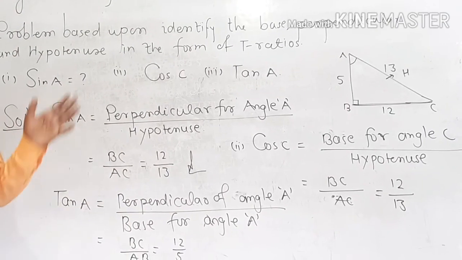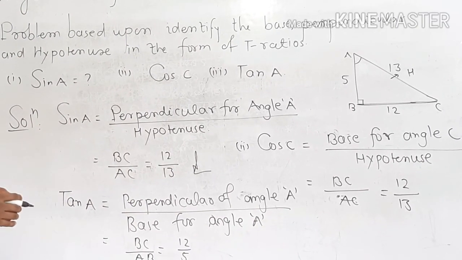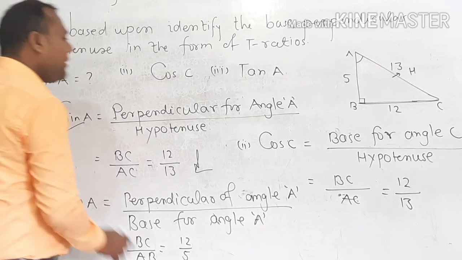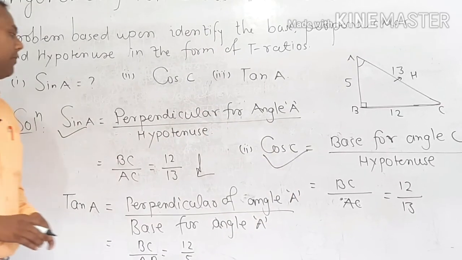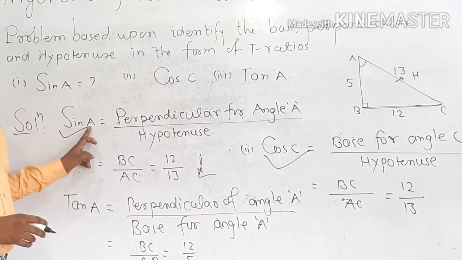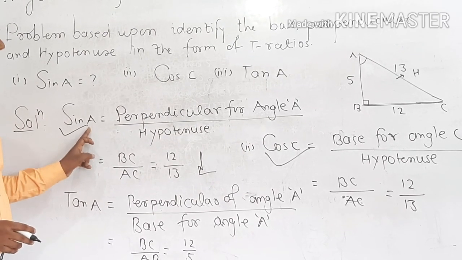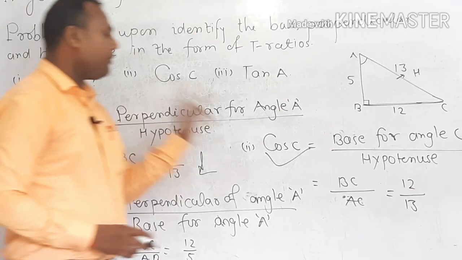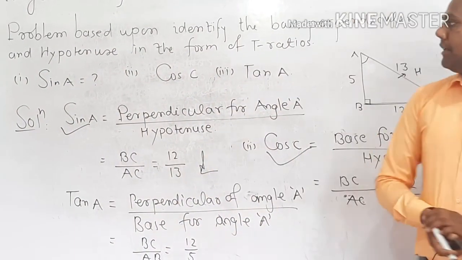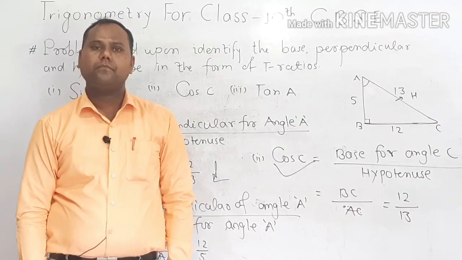And we have to observe where this sine of A and this cos of C are equal. Why so? Because the angles are interchanged here. That's why sine of A will be equal to cos of C. Now you can take a screenshot.